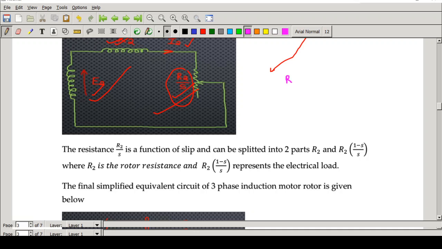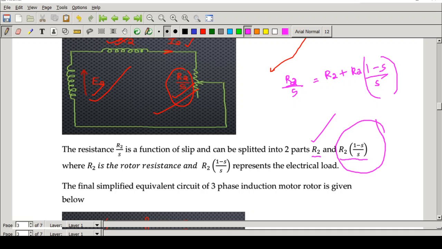This R2 by S can be written as R2 by S is equal to R2 plus R2 into (1 minus S) by S. If we expand this, we will get R2 by S. So I am splitting this R2 by S into two terms. One is R2, the other one is R2 into (1 minus S) by S, where R2 is the rotor resistance and this one will represent the electrical load.